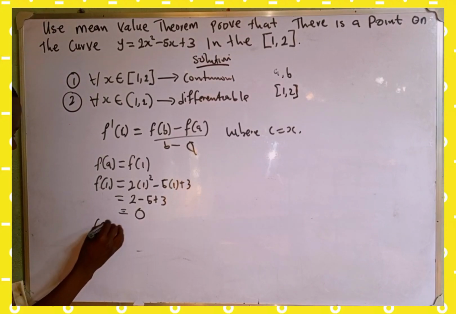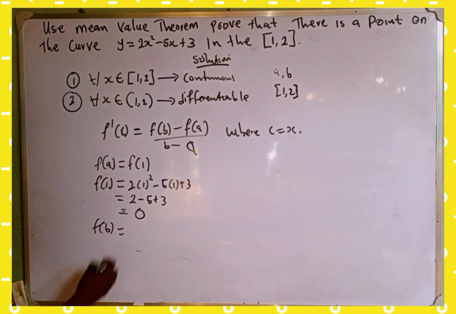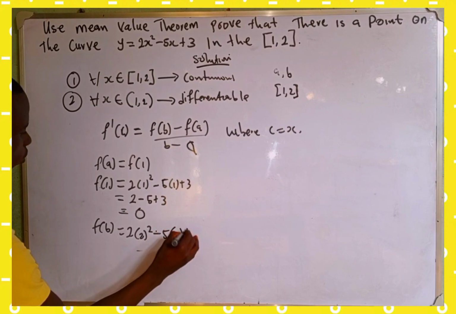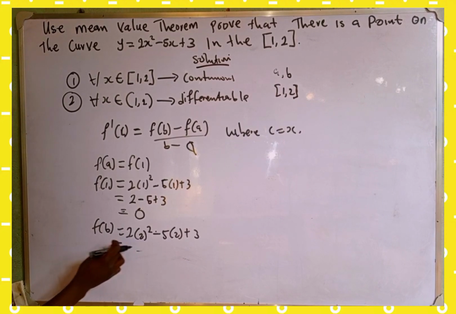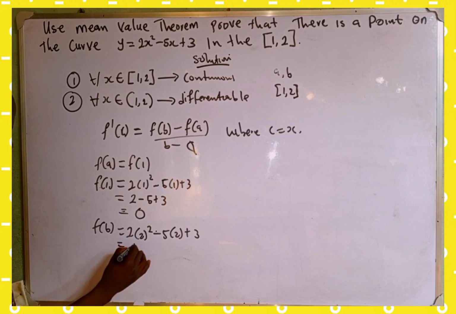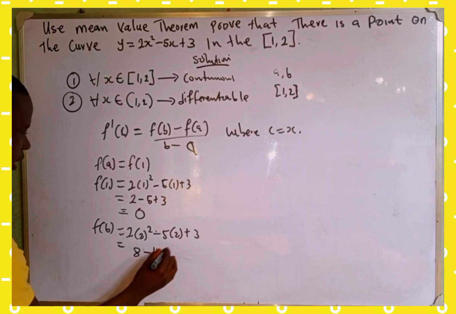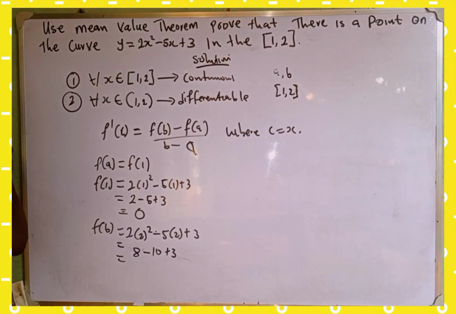Now let us look at f of b, and b is 2. So we're going to substitute 2 into this function in place of x. We're going to have 2 into 2 squared minus 5 into 2, then plus 3. So we replace x with 2 anywhere we see x in the function. 2 squared is 4. 4 multiplied by 2 gives us 8. Then minus 5 times 2 gives us 10, then plus 3. 8 minus 10 plus 3 gives us positive 1. So f of a is 0, f of b is positive 1.